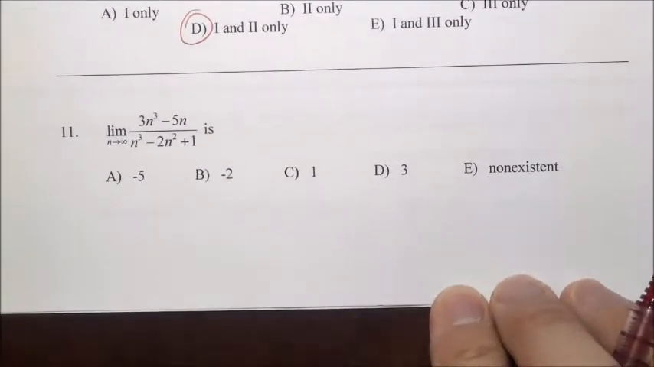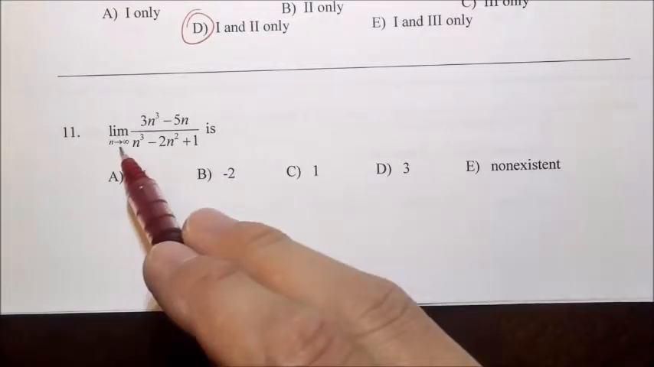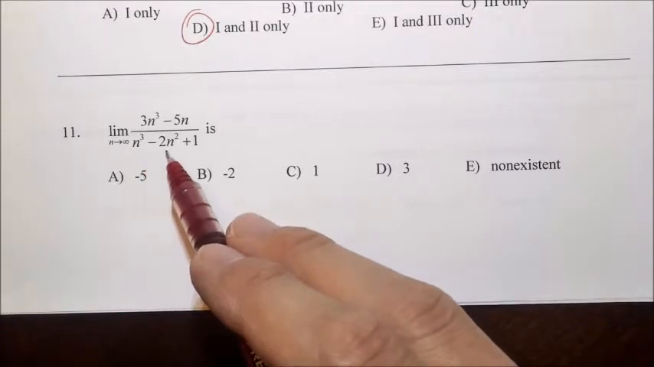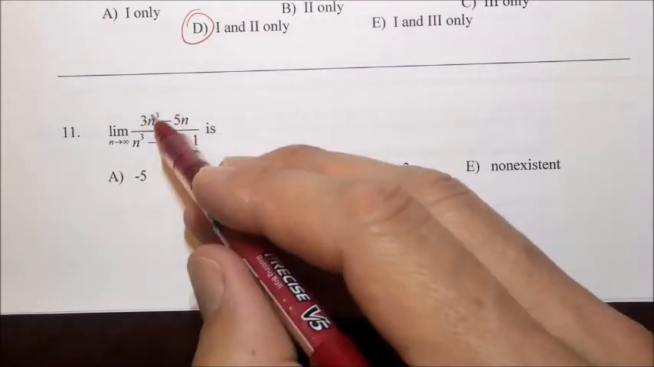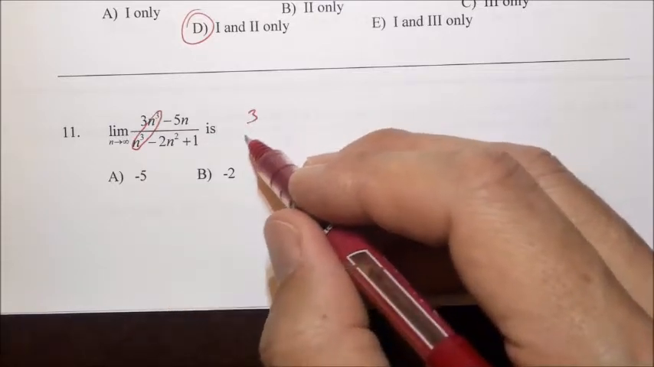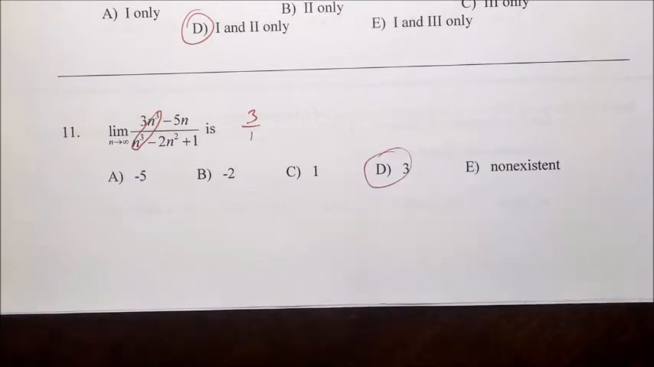Finally, number 11. Alright, you should be an old pro at this by now. Limit as n approaches infinity of 3n cubed minus 5n over n cubed minus 2n squared plus 1. N cubed is located in both the numerator and the denominator. Leading coefficients, 3 in the numerator, 1 in the denominator. You're done in less than 10 seconds.